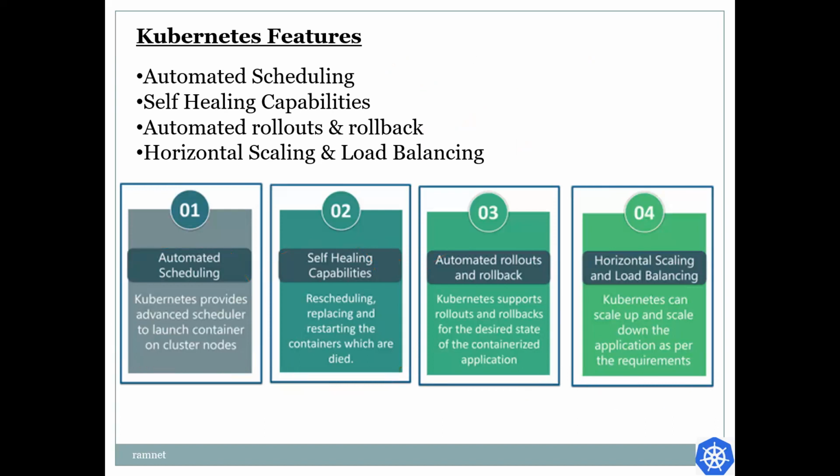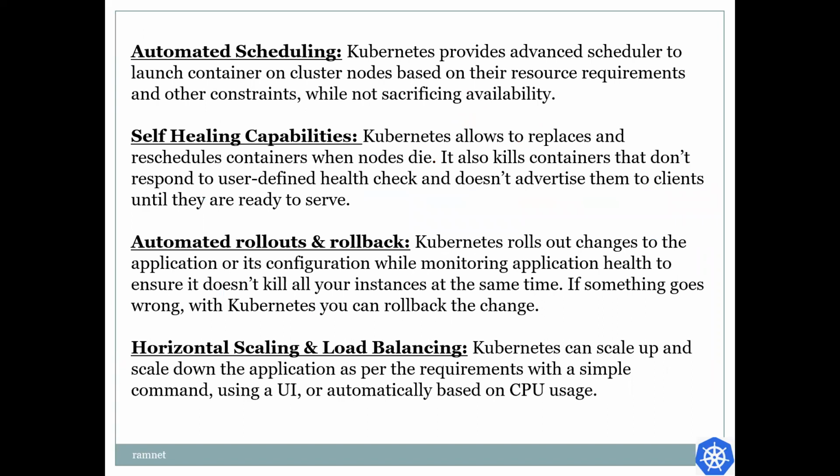We'll go to the next slide. Automatic scheduling: Kubernetes provides the advanced scheduler to launch the container on cluster nodes based on their resource requirements and other constraints, while not sacrificing availability. Self-healing capabilities allow it to replace and reschedule containers when nodes die. It also kills the containers that do not respond to the user-defined health check and doesn't advertise them to the clients until they are ready to serve. This we normally see in the load balancers itself. So it is doing some kind of self-healing.